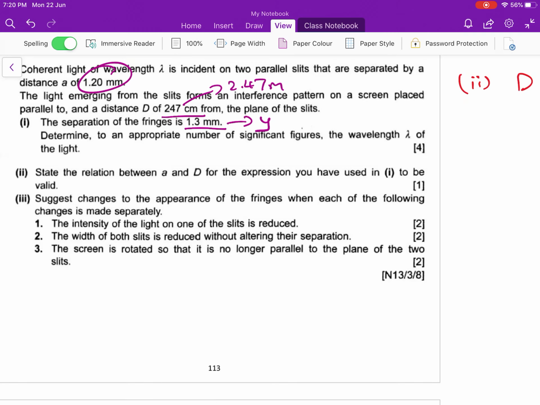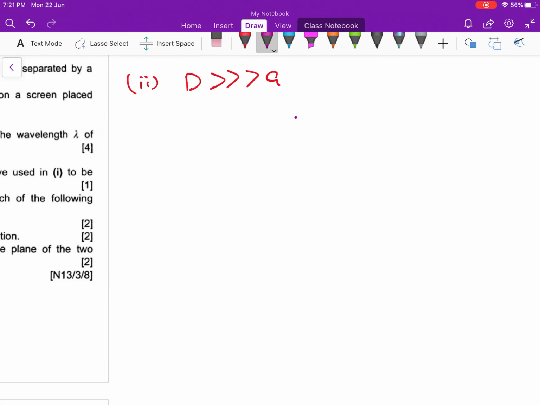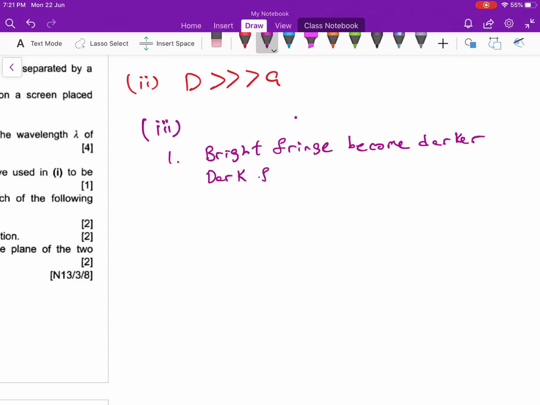So part 3, suggest changes to the appearance of the fringes when each of the following changes is made separately. Okay, so 第一个, the intensity of the light of one of the slits is reduced. 这个我没有看过, right? 如果一个 slit 的 intensity drop, what will happen to the appearance of the fringes? So 第一个, 我们的 bright fringe becomes darker, dark fringe becomes brighter. 还需要再补充吗? 我们的 fringe separation is constant. Okay, so 这个 is quite straightforward.